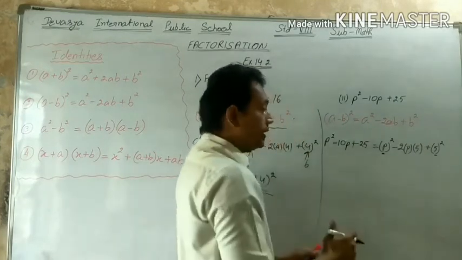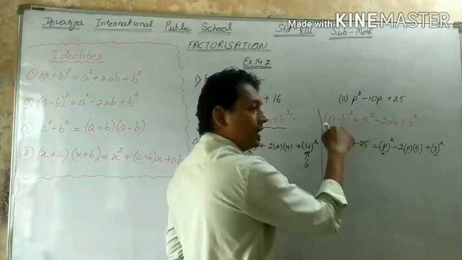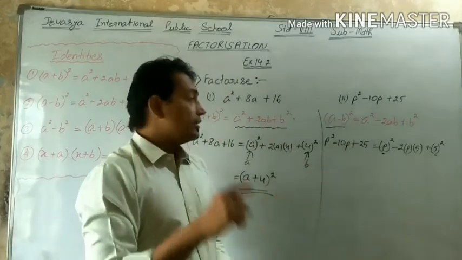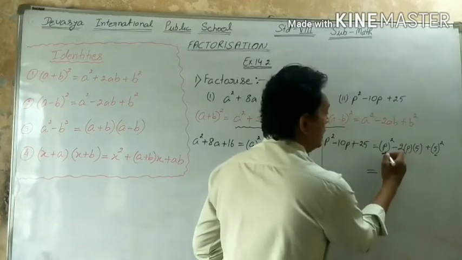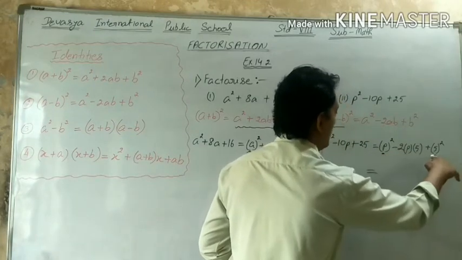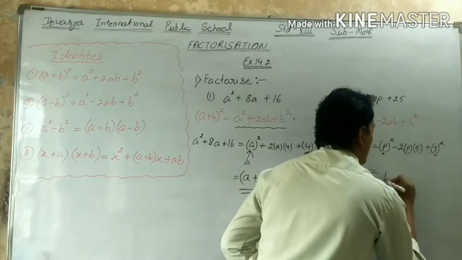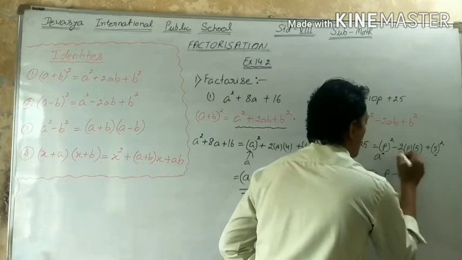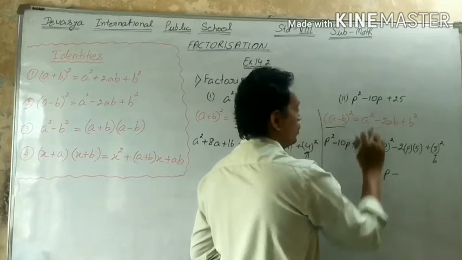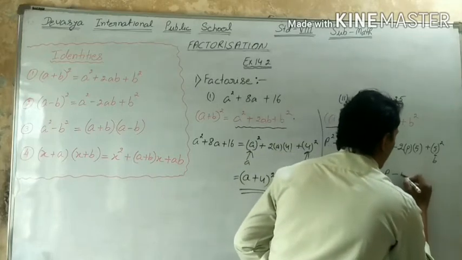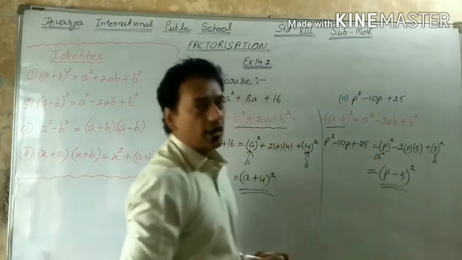Now, we need to bring such an expression which corresponds to the left hand side of the identity. Then that expression is actually the desired factorization. So clearly, this is A and this is your B. So we need to bring it to this form, A minus B whole square. So A is our P minus, this is your B in the last bracket. Okay, so A minus B whole square, so P minus 5 whole square. So this is your desired factorization.